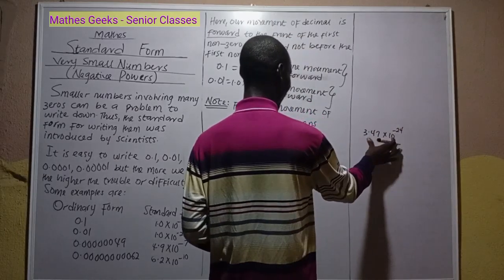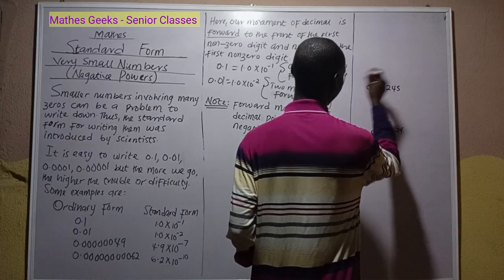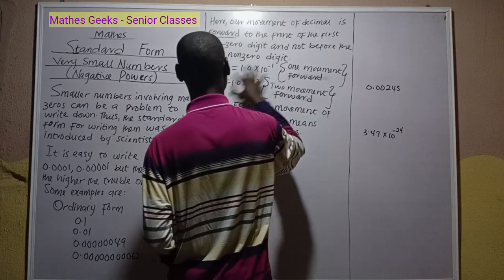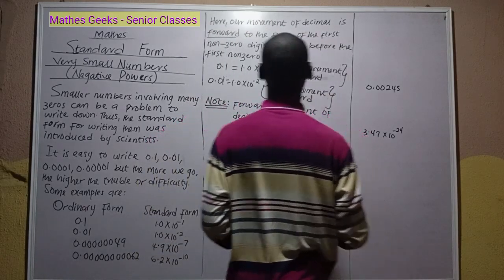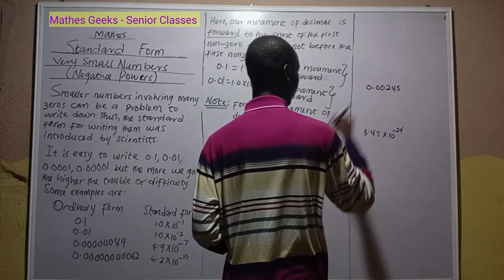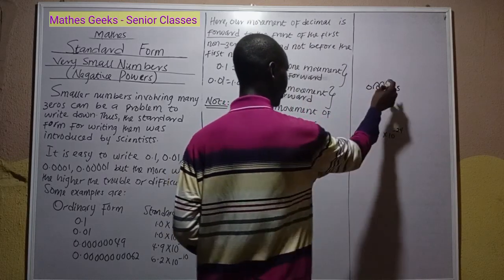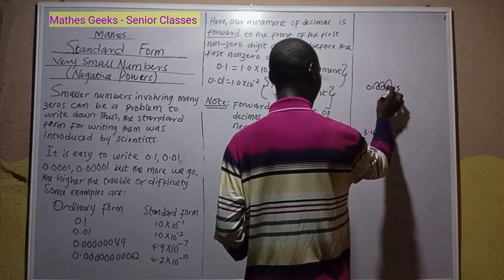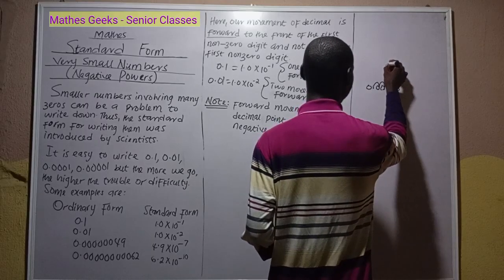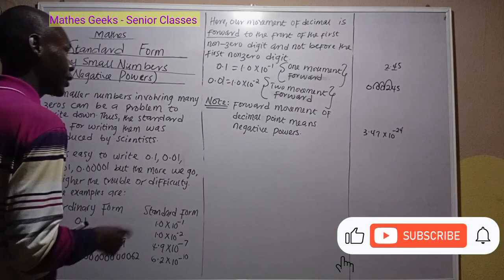Let's look at a number like 0.00245. Take for instance this number. What this sentence is saying is that our movement of the decimal, this is the decimal point, is forward. So we move forward 1, 2, 3 until we get to the first non-zero digit. This is the last zero, and this is the first non-zero digit. So we drop it here. When we drop it here, you'll find that the decimal point is between the first and the second significant figures.